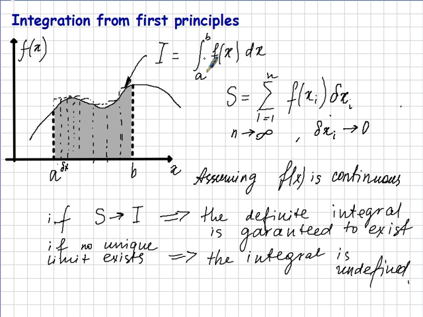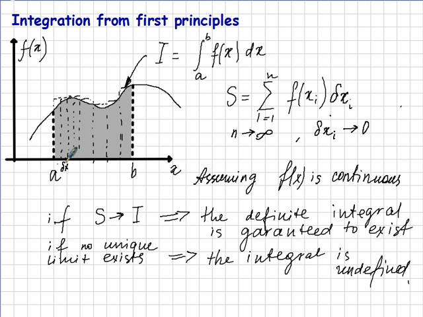We call this the definite integral of a function f of x between the lower limit a and the upper limit b. The formal definition of an integral involves subdividing the finite interval from a to b into a large number of subintervals.